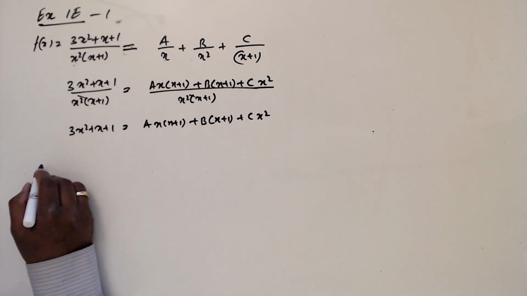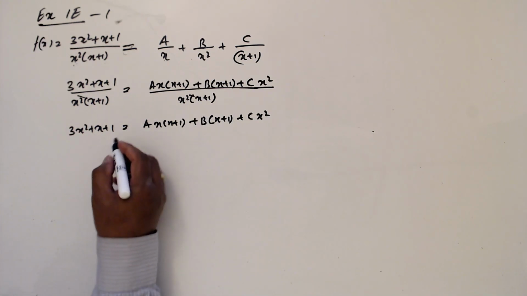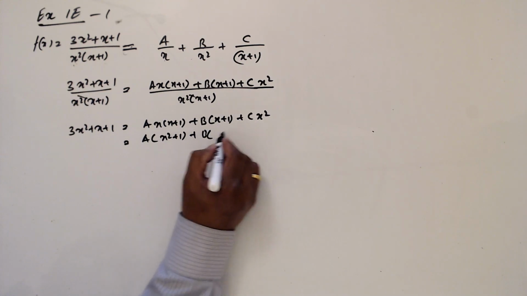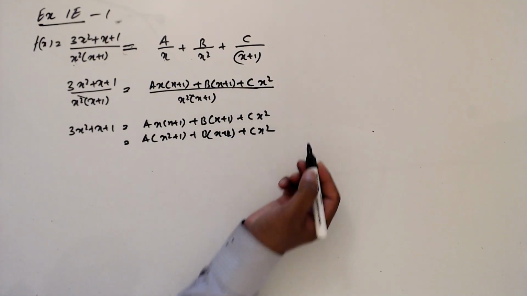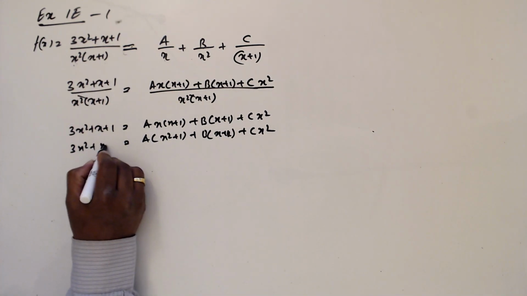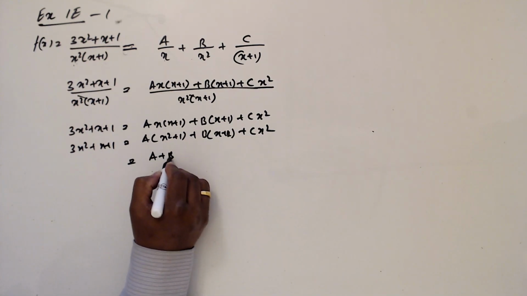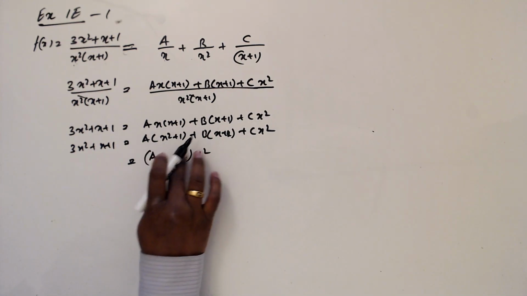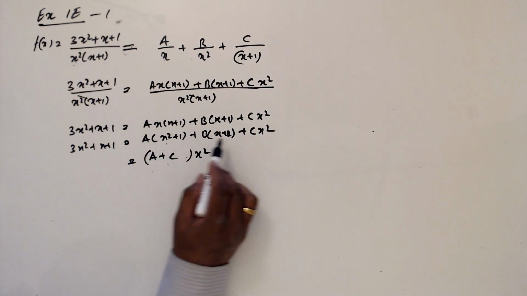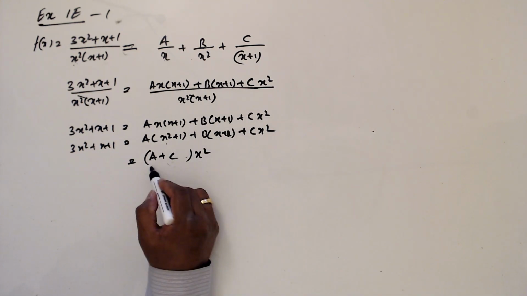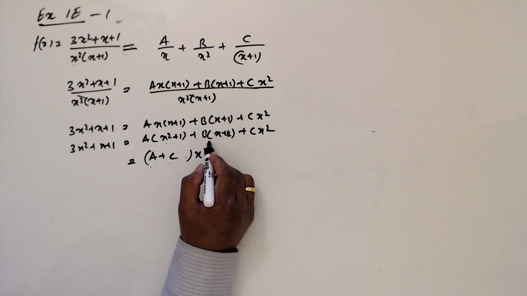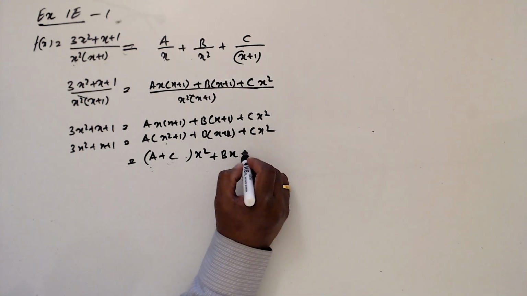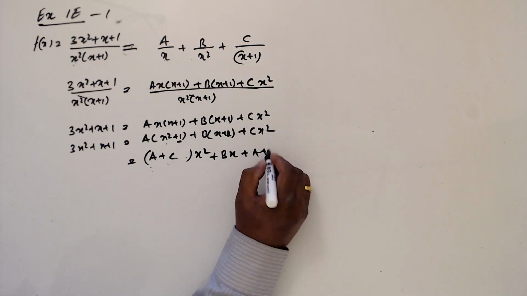So I'm going to try to work it out with the equating coefficient technique. I will expand this one first of all: A x squared plus A x, plus B x plus B, and C x squared. Collecting terms, the x squared coefficient is A plus C. Then for the middle x, there is A x plus B x, and then the constants, so this is B.